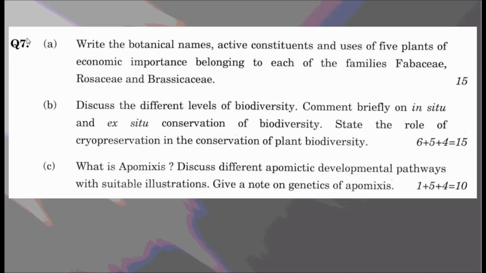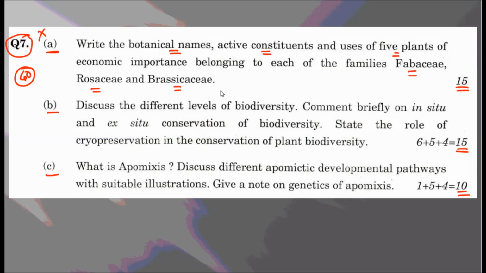The next question is seventh question, and again it's not a compulsory question. All right. So the seventh question is split into 3 parts, A, B, and C. First sub question carry the 15 marks. Second sub question carry the 15 marks, and the third sub question carries the 10 marks, making total 40 marks. All right. So the first question, which is for 15 marks, is write the botanical names, active constituents, and the uses of 5 plants of economic importance belonging to each of the families Fabaceae, Rosaceae, and Brassicaceae.